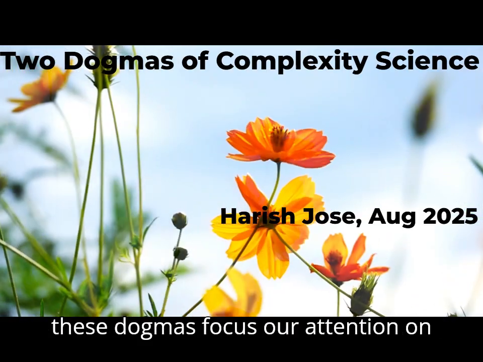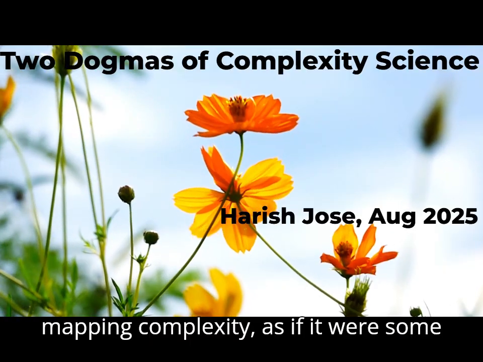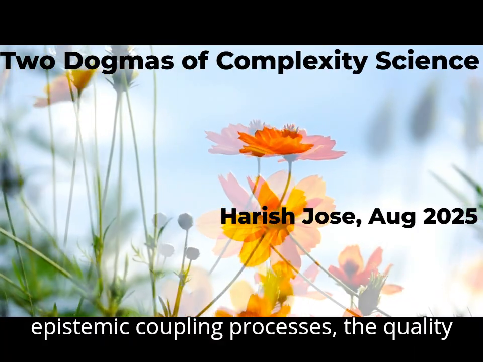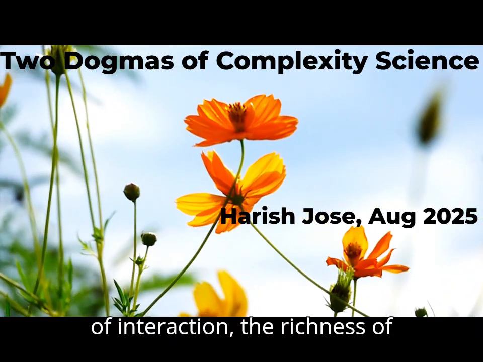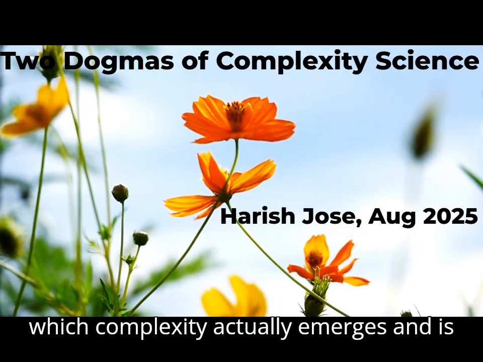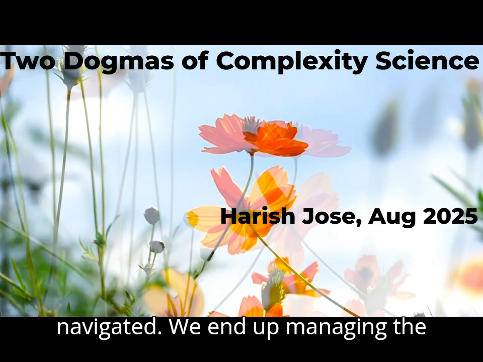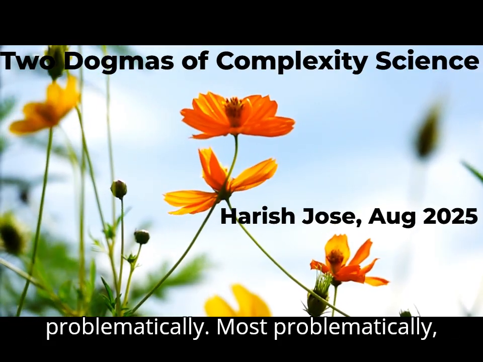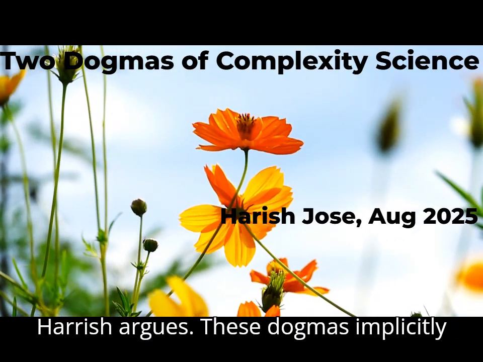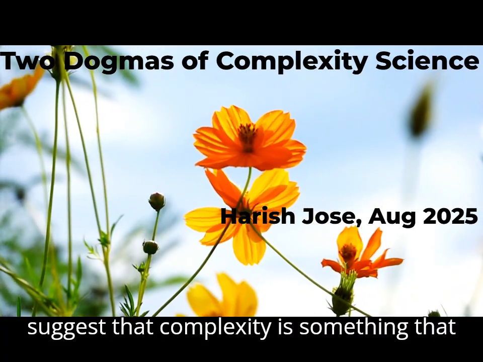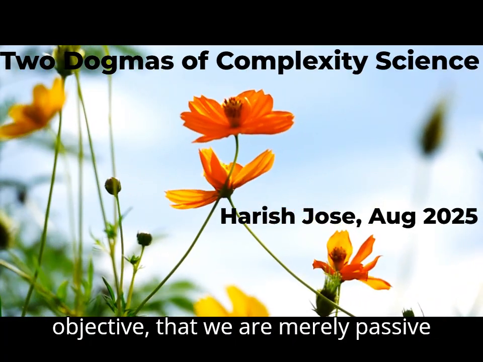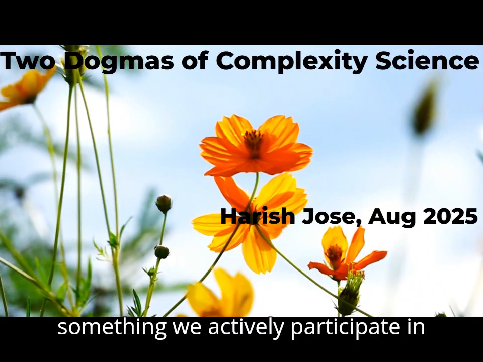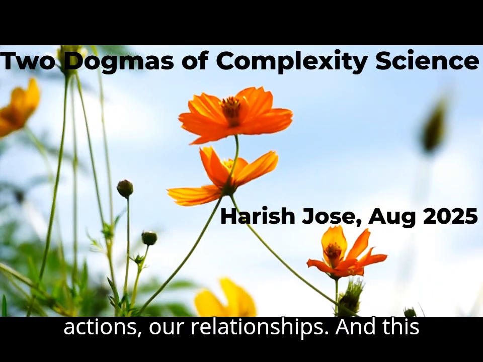Well said. And these dogmas focus our attention on mapping complexity, as if it were some external phenomenon to be captured, rather than on cultivating the very epistemic coupling processes, the quality of interaction, the richness of distinction, the responsiveness through which complexity actually emerges and is navigated. We end up managing the representation instead of engaging with the generative process. And perhaps most problematically, Harris argues, these dogmas implicitly suggest that complexity is something that just happens to us, something external, objective, that we are merely passive recipients of. We are victims of complexity. Rather than something we actively participate in creating through our distinctions, our actions, our relationships.